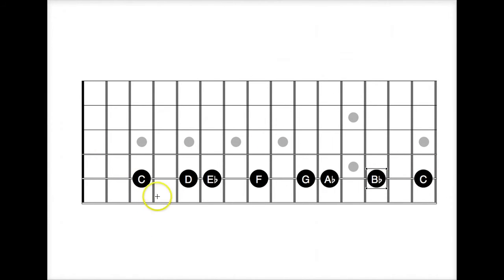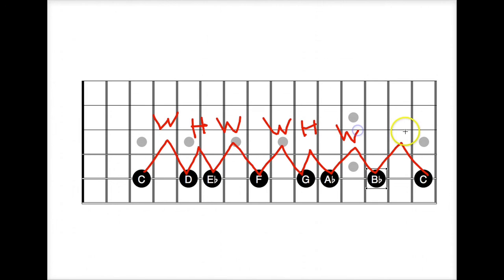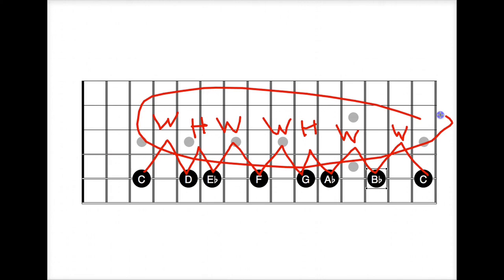So let's take a look at this. We've got whole, half, whole, whole, half, whole, whole. And that is our minor scale formula: whole, half, whole, whole, half, whole, whole. So that formula right there, you need to memorize that.